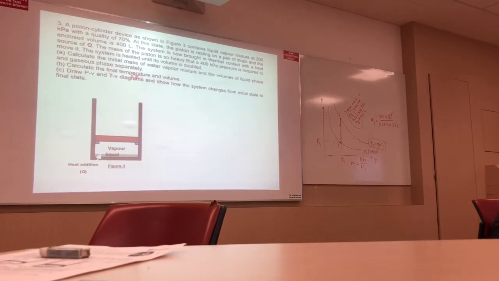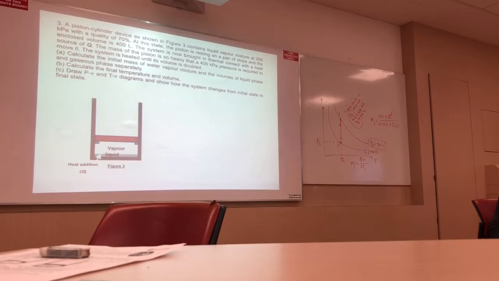B: Calculate the final temperature. C: Draw PV and TV diagrams and show how the system changes from initial to final. So this one, I do not think is difficult.